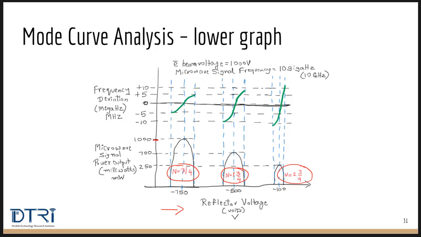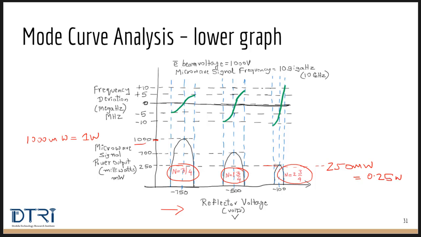So if you take n equal to 3/4, then the power is 1000 milliwatt, which is equal to 1 watt of output power. Now if you look at a higher mode, n equal to 2 3/4, then this is the power, which is 250 milliwatt or 0.25 watt.